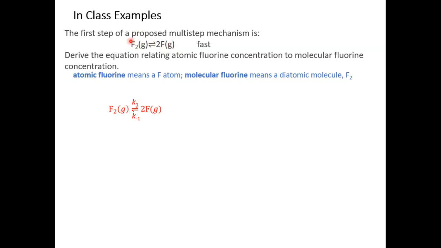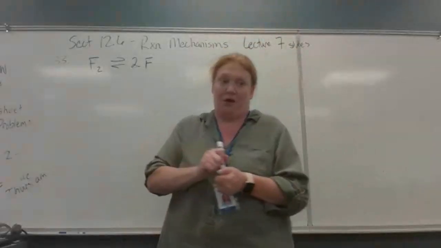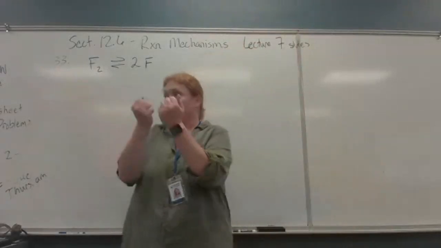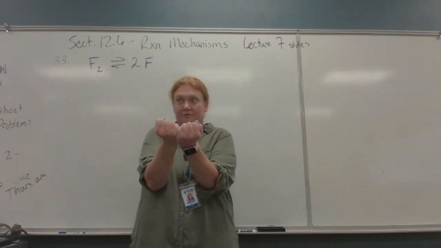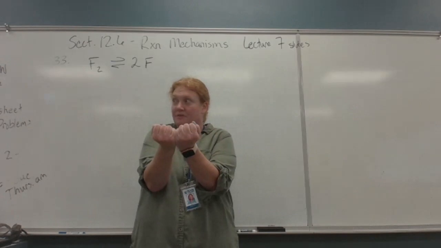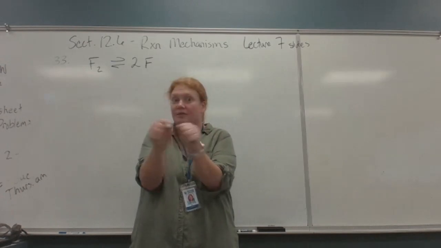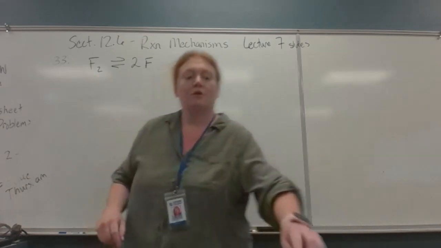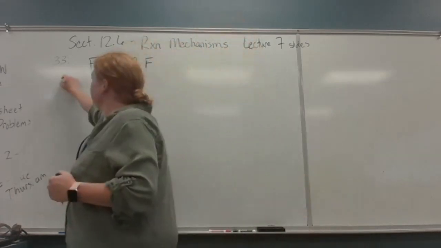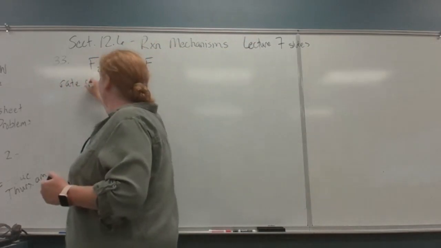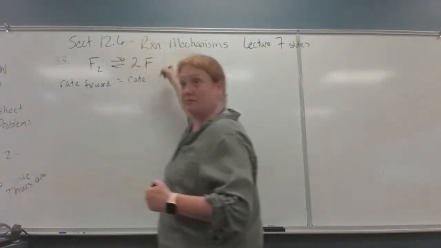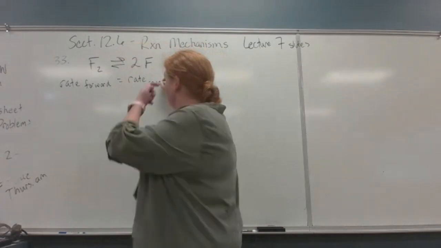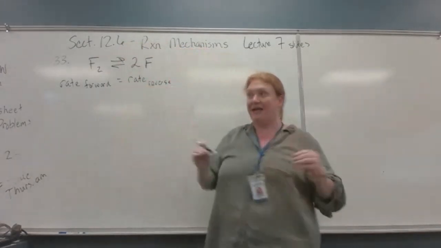So what is this little step indicating? Well, it's indicating that the fluorine molecule is breaking and then coming back together, and then breaking and then coming back together, and then breaking and then coming back together. Very fast, but it's happening. So what does that mean? The rate forward equals what? The rate in reverse. That's what it means to be at equilibrium.